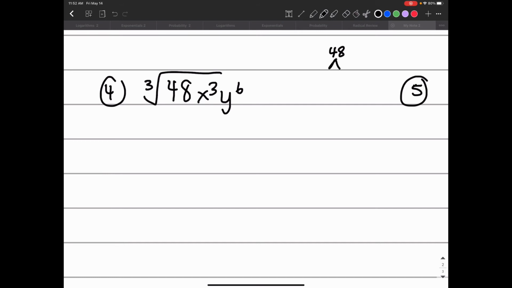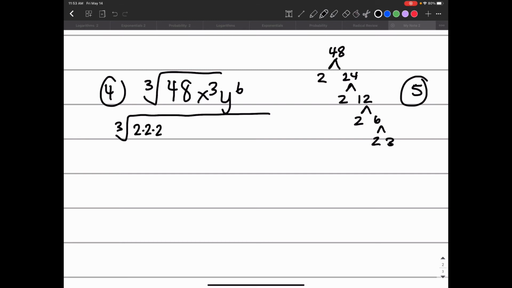So I can break down 48 into 2 times 24. 24 breaks down into 2 times 12. 12 is 2 and 6, 2 and 3. So if I break it down into its smallest factors, everything that's inside, I could write 2 times 2 times 2 times 2 times 3. The x breaks down into, there's 3 x's, and there are 6 y's: 1, 2, 3, 4, 5, 6.